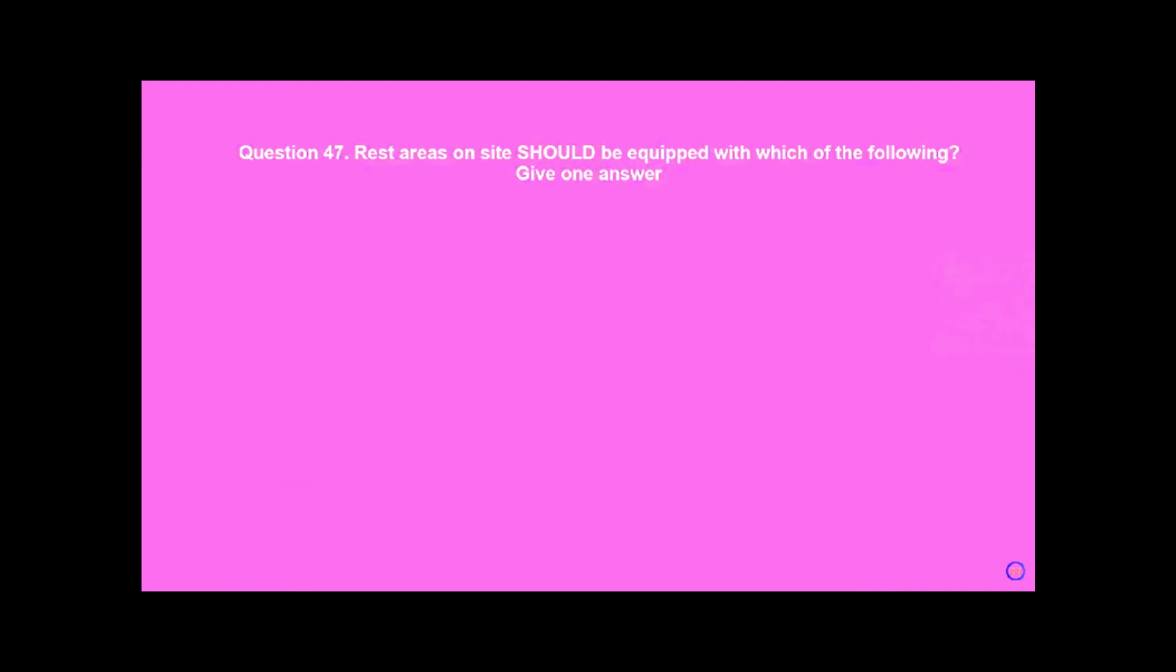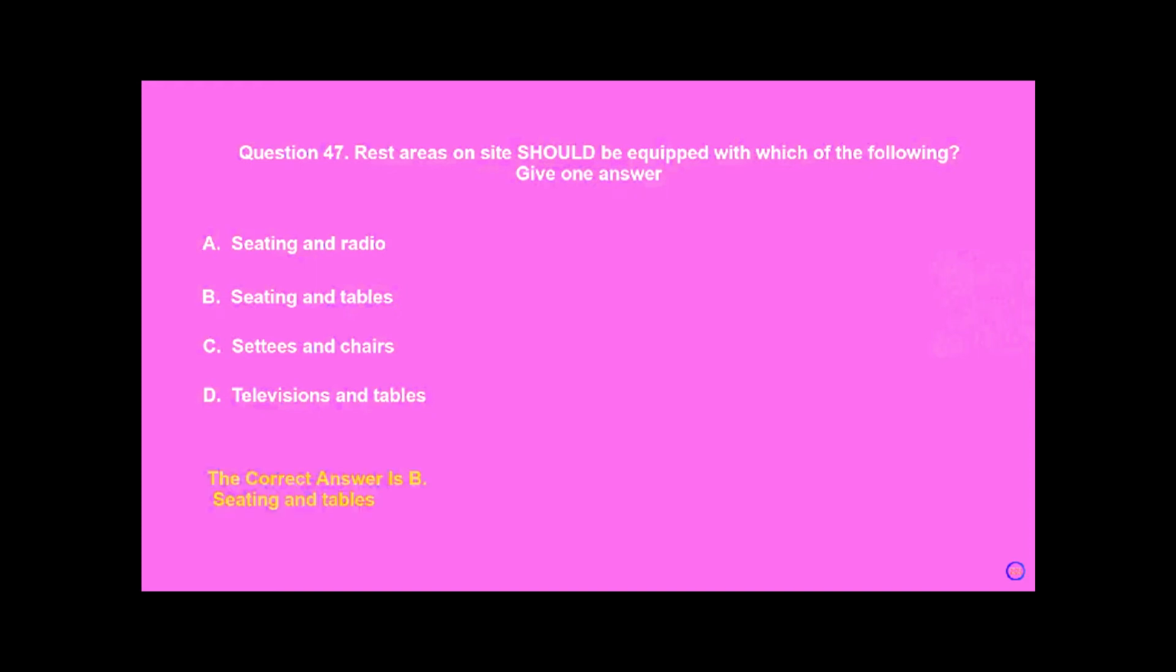Question 47. Rest areas on site should be equipped with which of the following? Give one answer. A. Seating and radio. B. Seating and tables. C. Sets and chairs. D. Televisions and tables. The correct answer is B. Seating and tables.